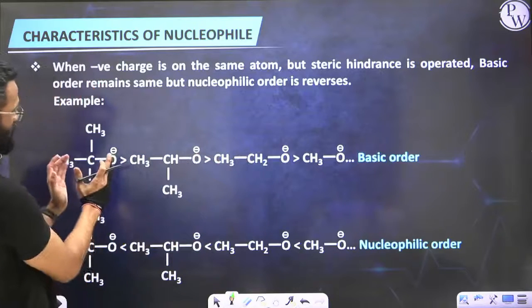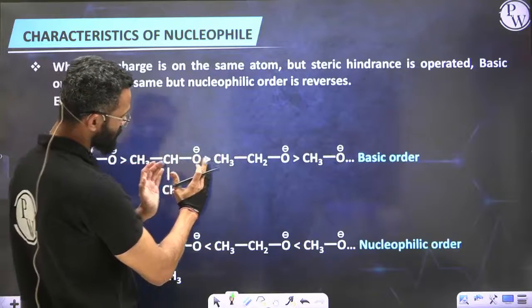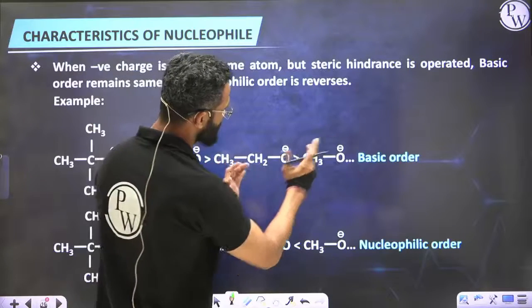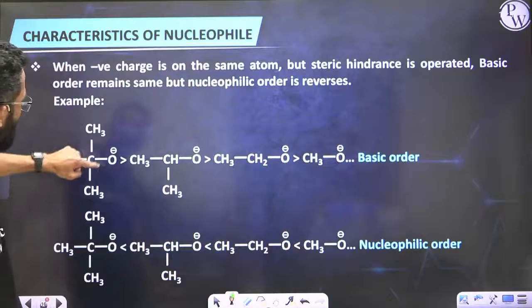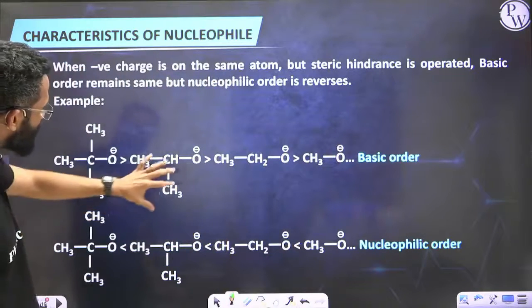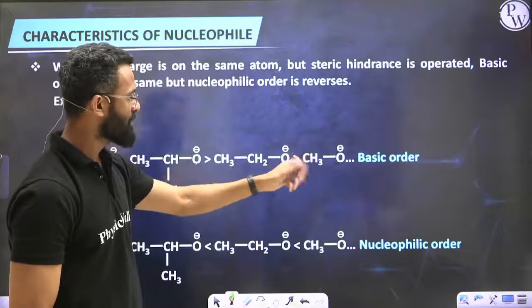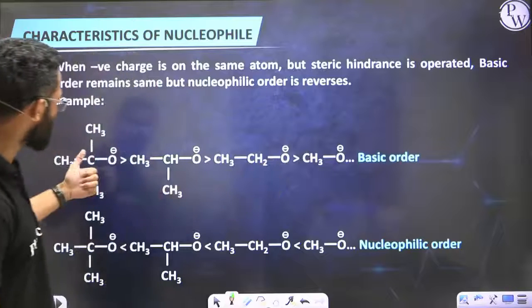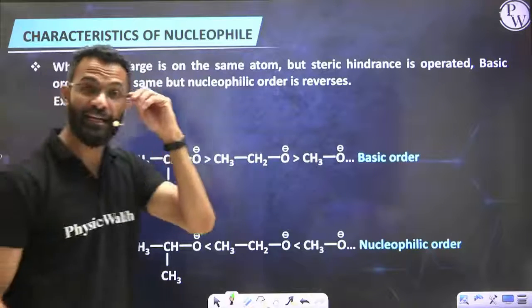This is the conjugate base of tertiary butyl alcohol. This is the conjugate base of isopropyl alcohol. This is the conjugate base of ethanol, and this is that of methanol. So you can see here a bulky alkyl group is present. This is relatively smaller, this is smaller, and this is the smallest alkyl group present. Meaning as you move from methoxide to tertiary butoxide, the bulkiness of the alkyl group is increasing. So I will say steric hindrance is increasing.